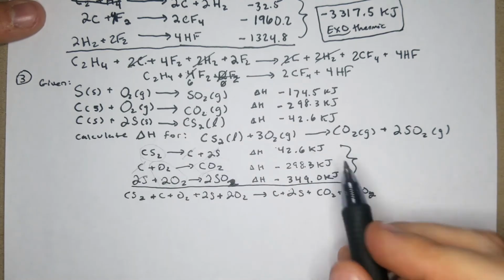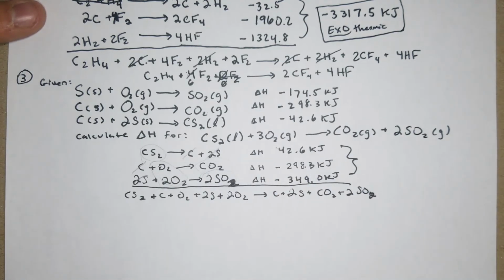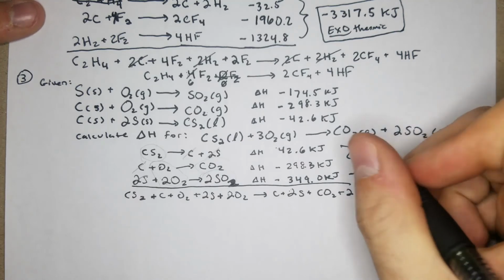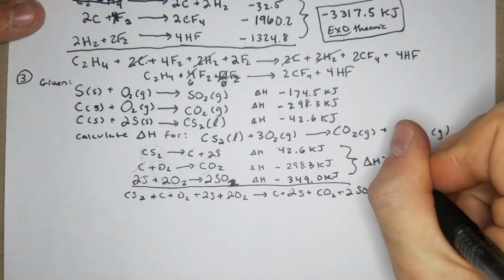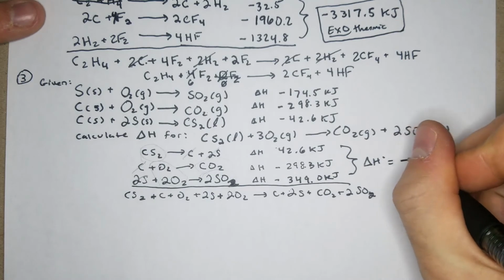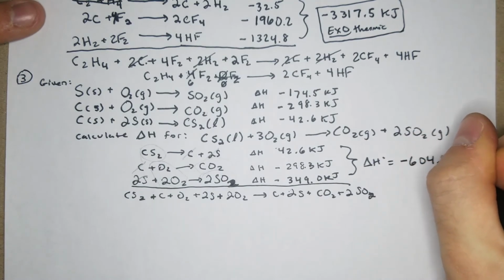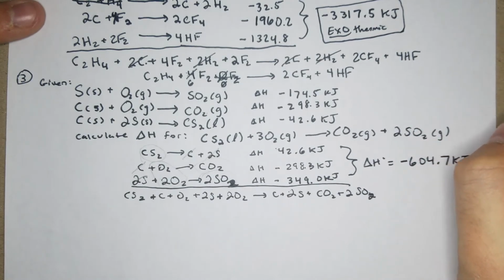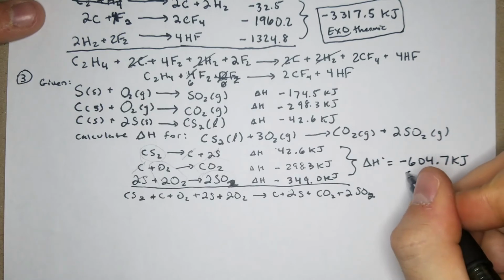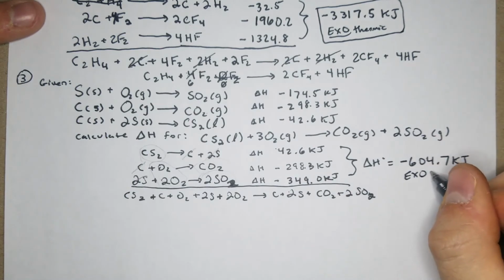So now we know we're going to end up with exactly what we need. And that's just going to be the sum of these 3 things here. So 42.6, and we will get delta H equals negative 604.7 kilojoules. And this is going to be exothermic because it's negative.